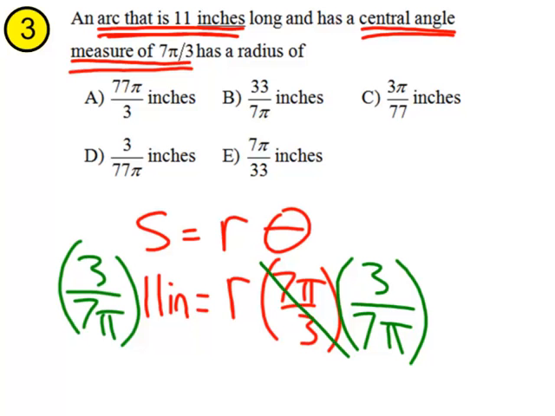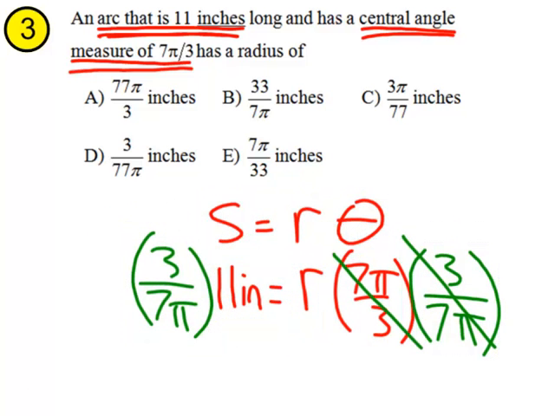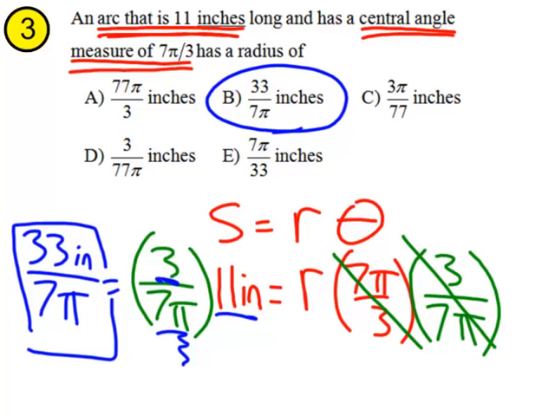So on the right side here, I see that I will now be left with R. Let me move everything over here just a little bit, and go ahead and work with the left side here. I've got 3 times 11, that gives me 33 inches over 7 pi. It's very tempting a lot of times for students to take that pi and put it up in the numerator because that's where we normally see it. But we see very clearly here that pi is in the denominator. So this is our answer, and that is answer choice B here. So this just came down to S equals R theta in radian measure.